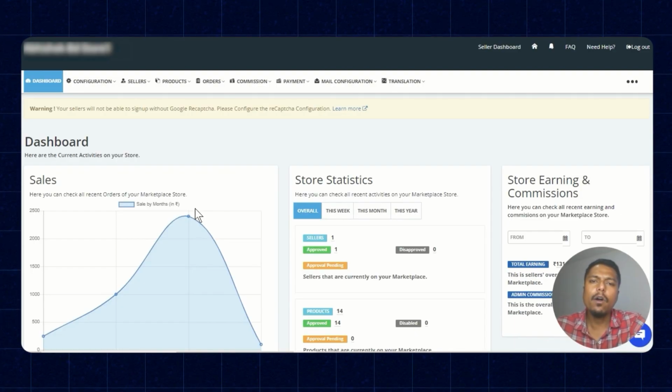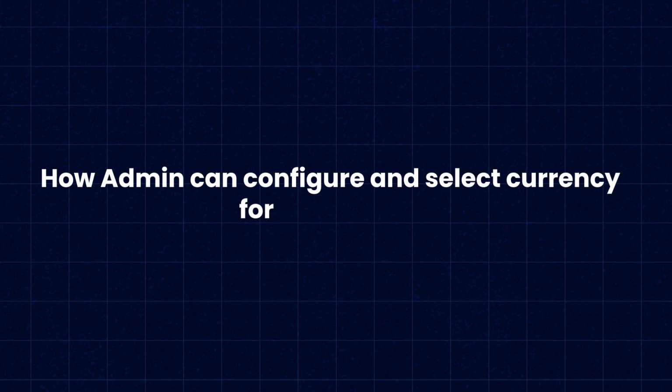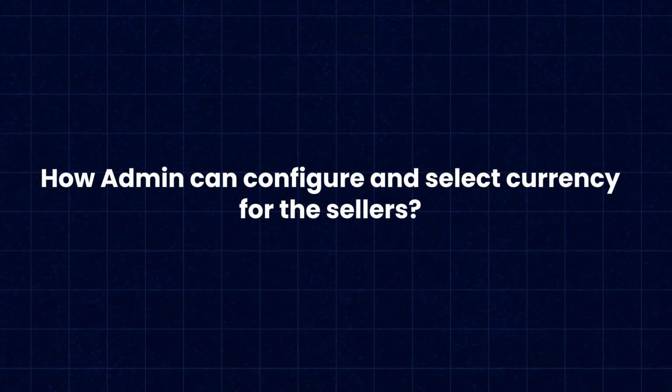Also, please note, only the seller's product will be displayed in the seller's own currency, and everything else will work as per the default currency set by the admin. Now, let's understand the flow at the admin end. So first, admin needs to allow seller to choose their own currency.